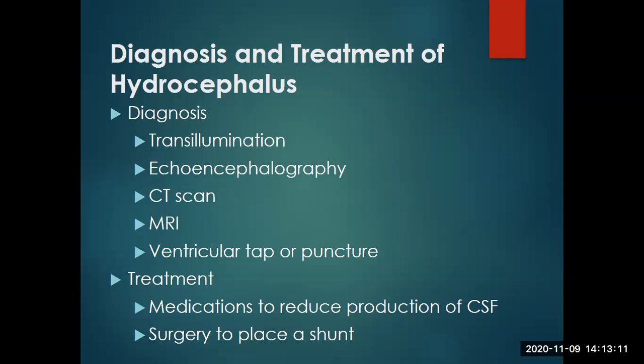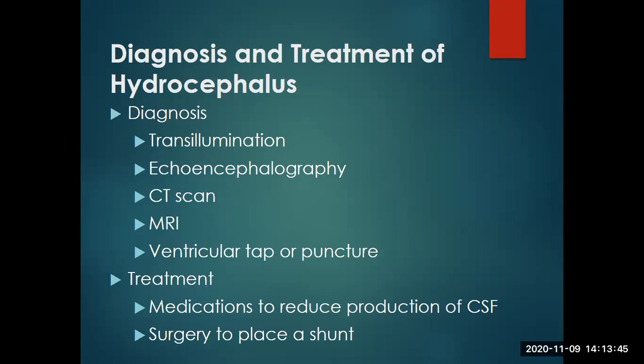Okay. And the way this is treated, they do have medications to reduce the production of CSF, or cerebral spinal fluid. And also they do have surgeries where you can place a shunt. Some of the medications you would probably be familiar with is furosemide, or Lasix. Basically what it's going to do is reduce the production of cerebral spinal fluid, and also it's going to provide a lot of relief.